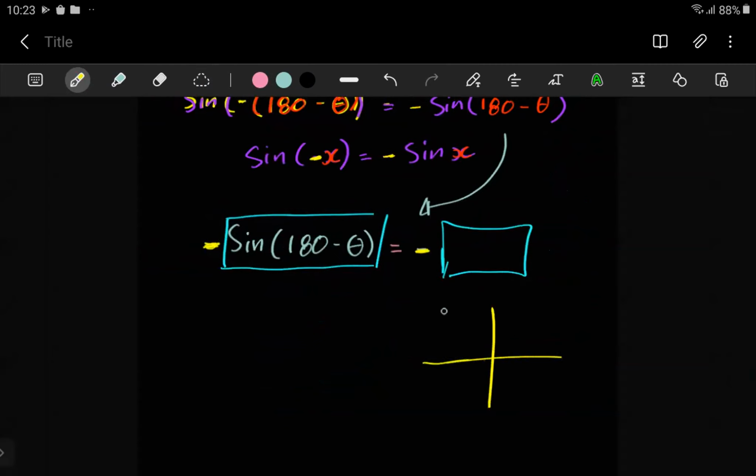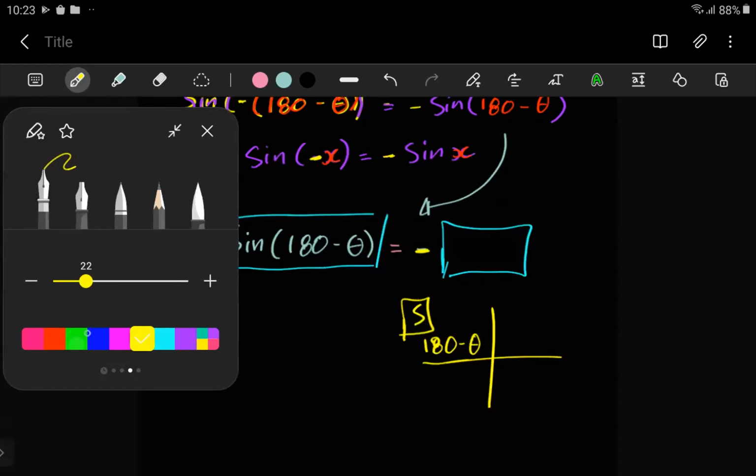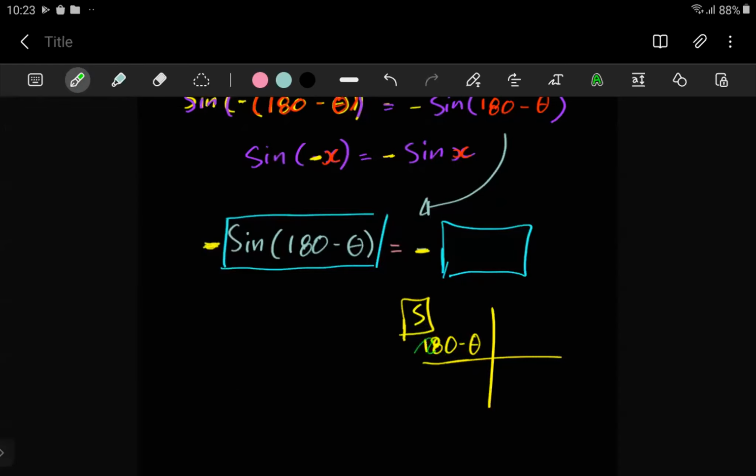If you use our cast diagram, 180 minus theta is in this quadrant. Is that true? That's correct. And sine is positive in this quadrant, so here you would put sine theta. So it's showing you that minus sine of 180 minus theta is equal to minus sine theta, because this minus here is just this minus there, and whatever sine of 180 minus theta is, it's equal to sine theta. Does that make sense?